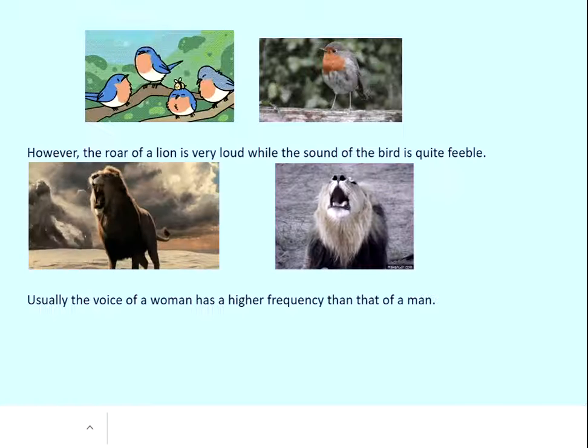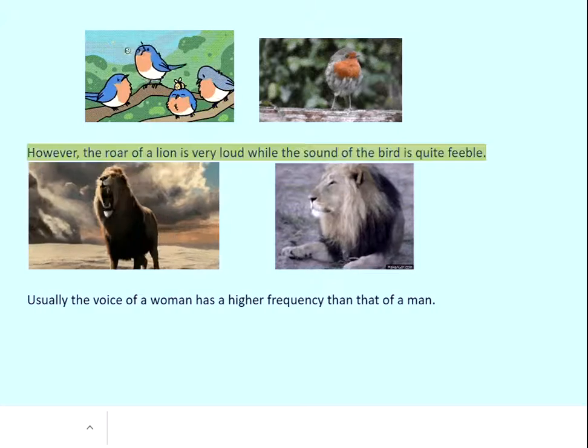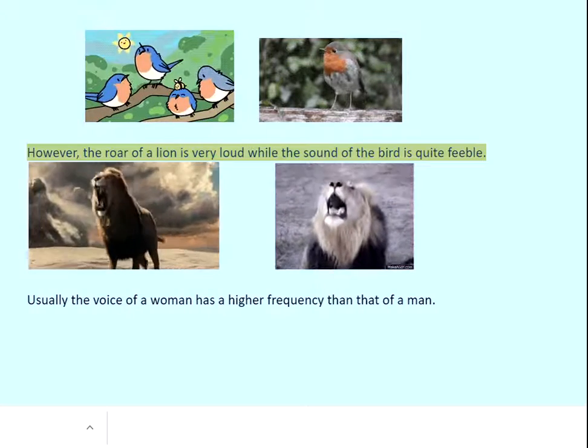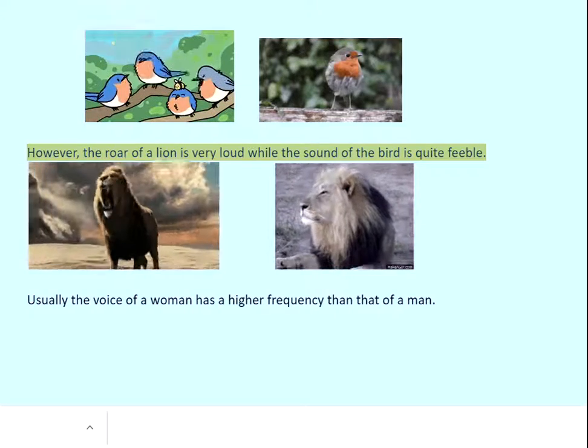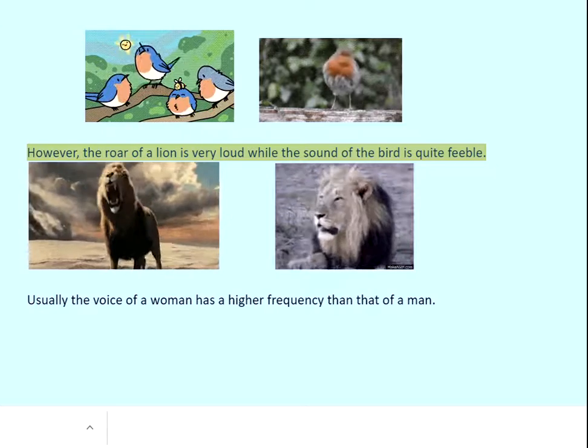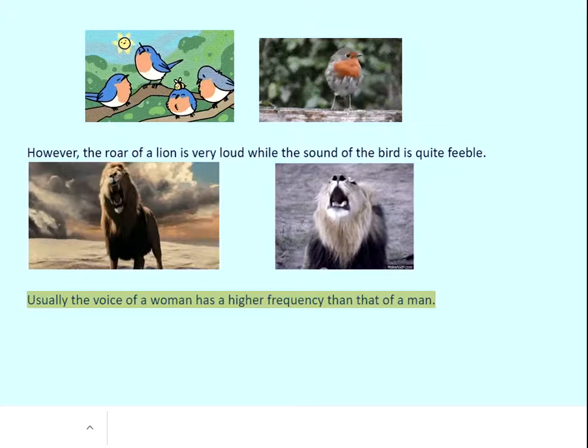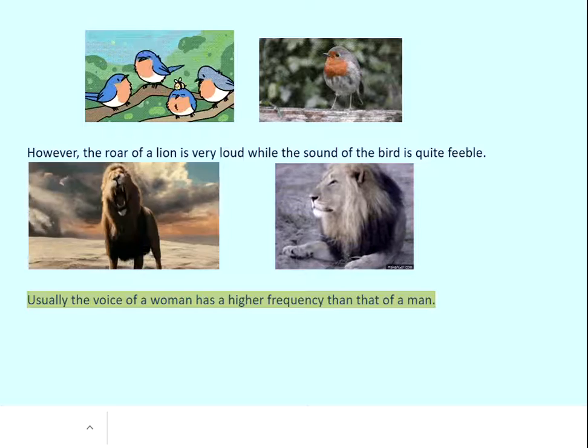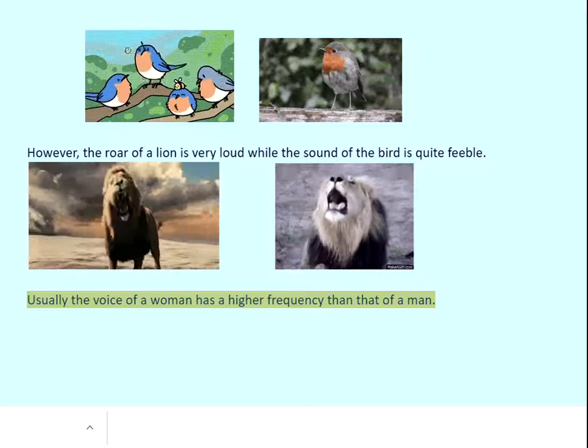A bird makes a high-pitched sound whereas a lion makes a low-pitched roar. However, the roar of a lion is very loud while the sound of the bird is quite feeble. Usually the voice of a woman has a higher frequency than that of a man.